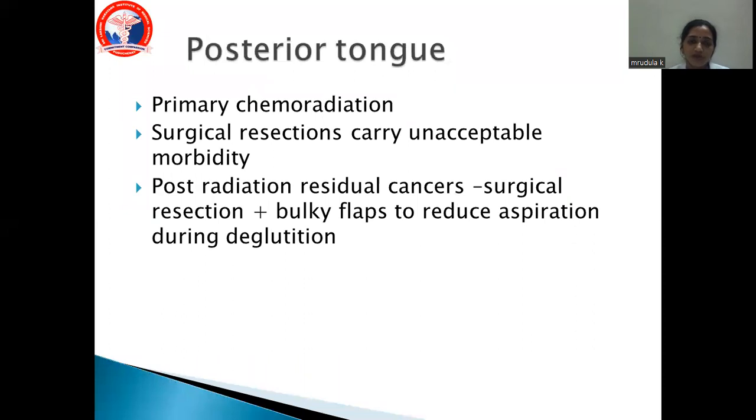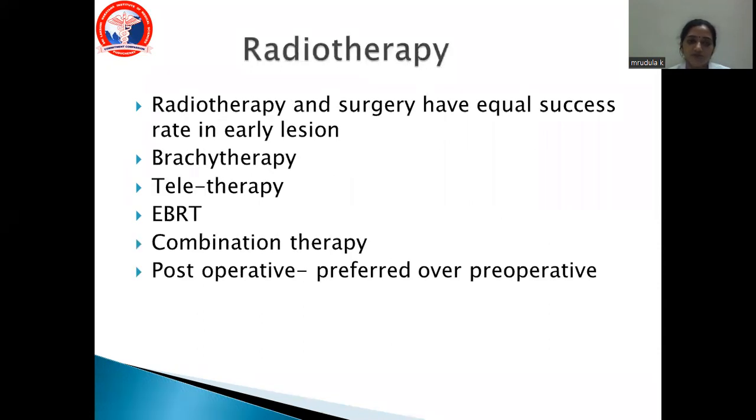So what will you do when the tumor is in the posterior third of the tongue? For posterior tongue tumors, surgical resection may not be feasible sometimes and will be of unacceptable morbidity. So we go for primary chemoradiation. And for post-radiation residual cancers, we can go for surgical resection. Plus bulky flaps may be needed to reduce aspiration during deglutition and for reconstruction.